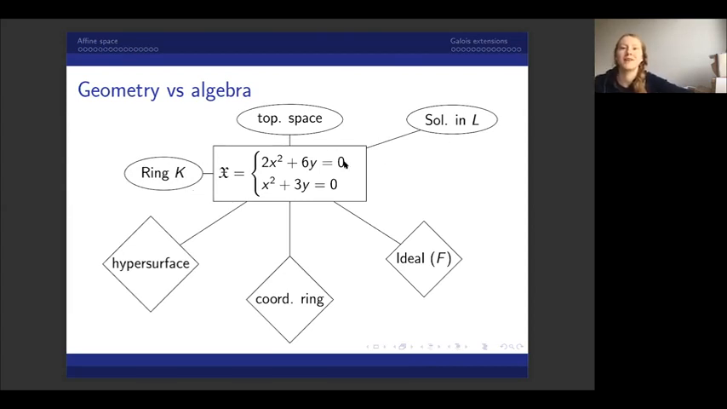So it's already becoming complicated, and this is very algebraic. If you're working in R or in the complex numbers, you can define a surface, some topological space there, a hypersurface maybe. And going back to algebra, you have a coordinate ring, right? And some ideal which is generating this system of equations. So we have a lot of things going on here, right?